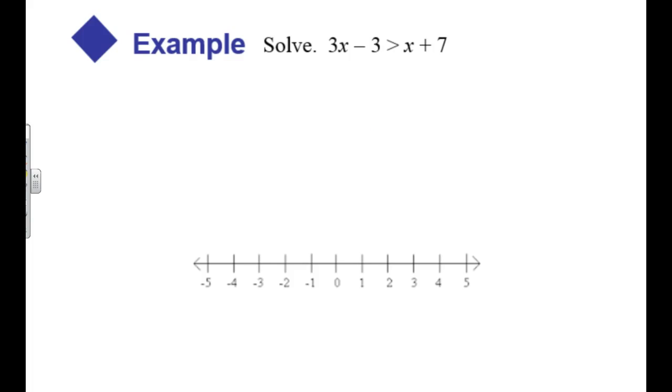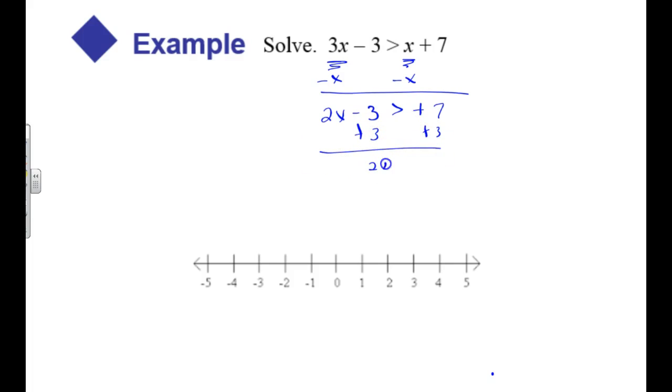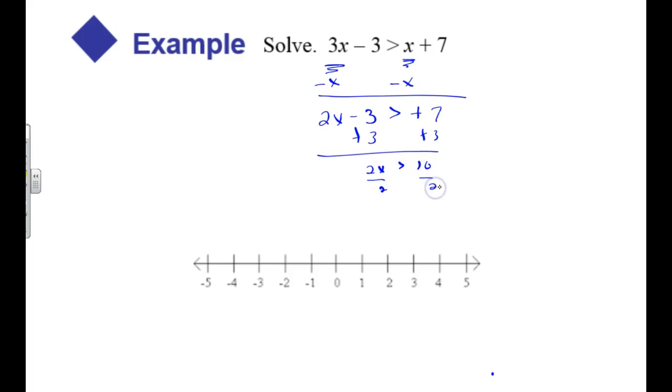All right, our next example, we're looking at variables on different sides. So we've got to get rid of the smaller. So I've got a 3x and an x, and I'm going to get rid of this x term by subtracting that off from both sides, giving me 2x minus 3. Nothing happens in the inequality when you subtract. It's only when you multiply and divide through by a negative. I'll add 3 next for a total of 10. And be careful, you don't flip the inequality sign when you divide. You have to divide through by a negative in order to flip the inequality sign.